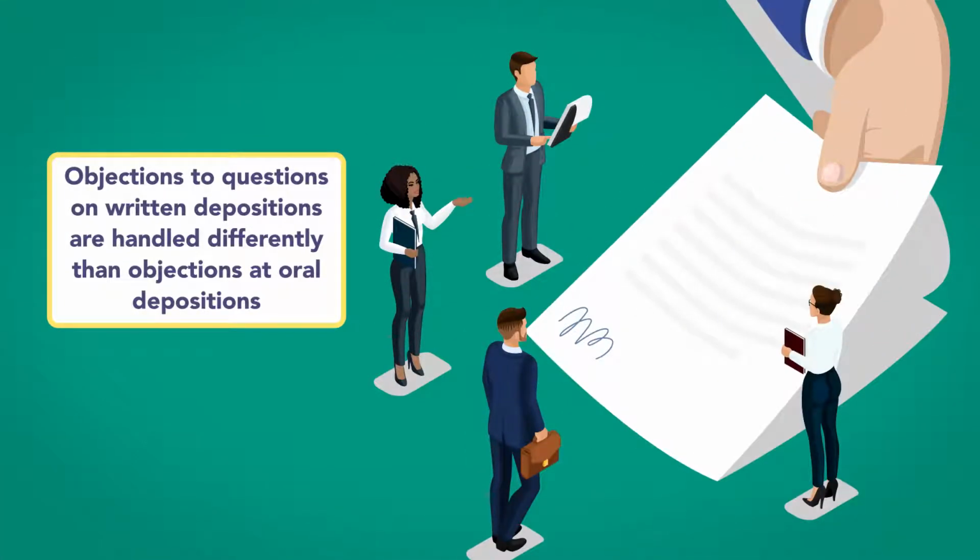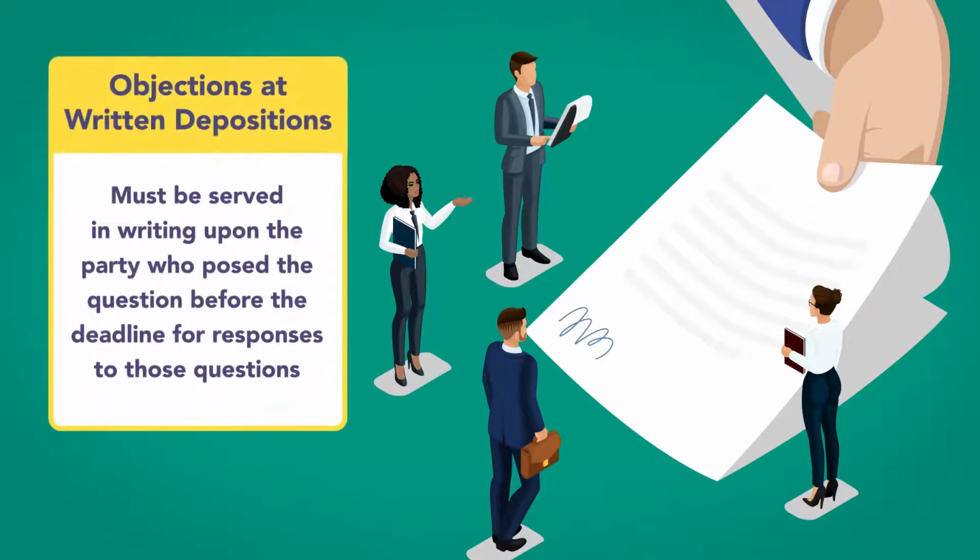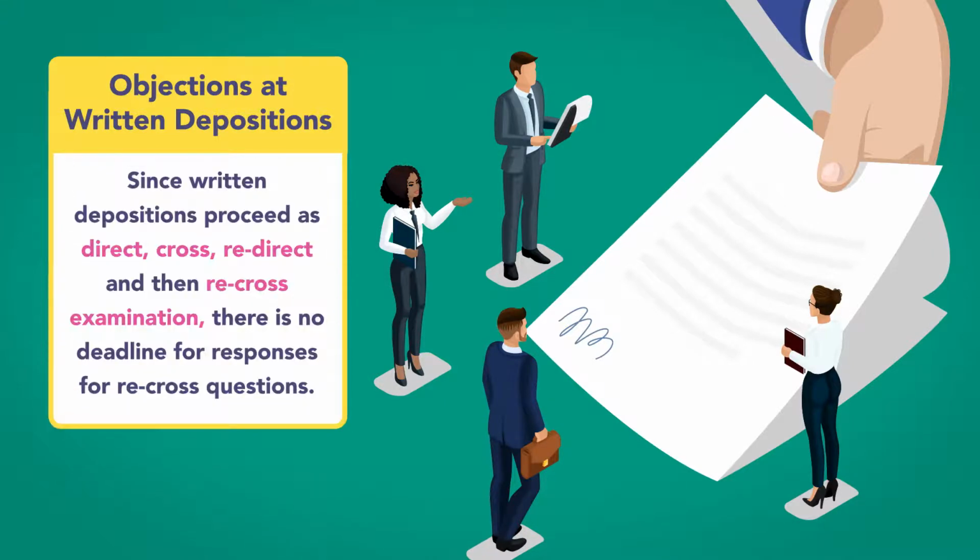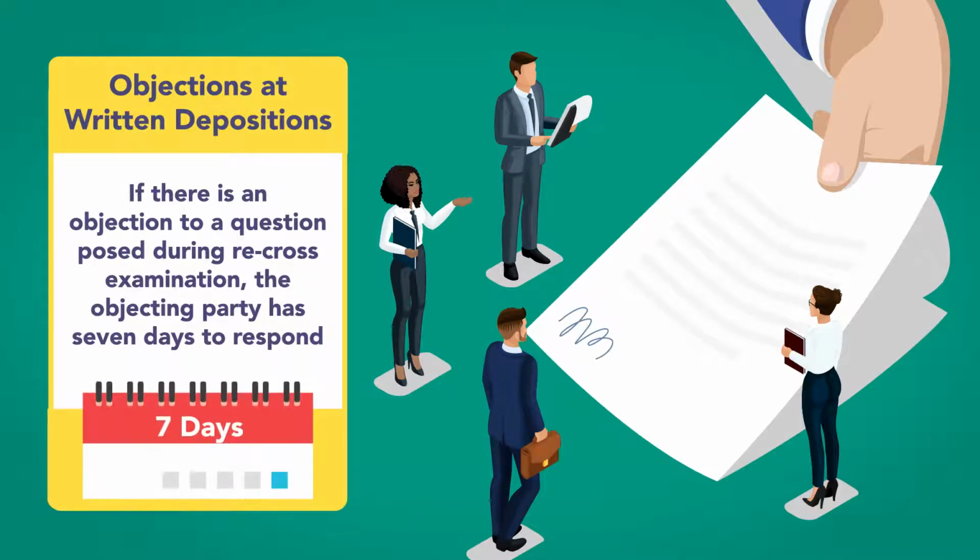Objections to questions on written depositions are handled differently than oral ones. Objections at written depositions must be served in writing upon the party who posed the question before the deadline for responses to those questions. Since written depositions proceed as direct, cross, redirect, and then recross examination, there is no deadline for responses for recross questions. So if there is an objection to a question posed during recross examination, the objecting party has 7 days to respond.